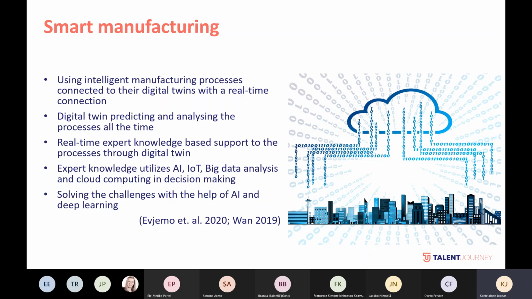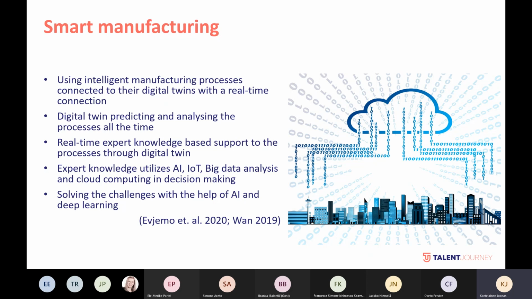One way is smart manufacturing. So let's think more about what smart manufacturing really means. I mean, there are many different definitions for it. This is one definition from Evgenov that says that smart manufacturing means using smart manufacturing processes like CNC machines or welding with industrial robots connected to their digital twins with real-time connection.